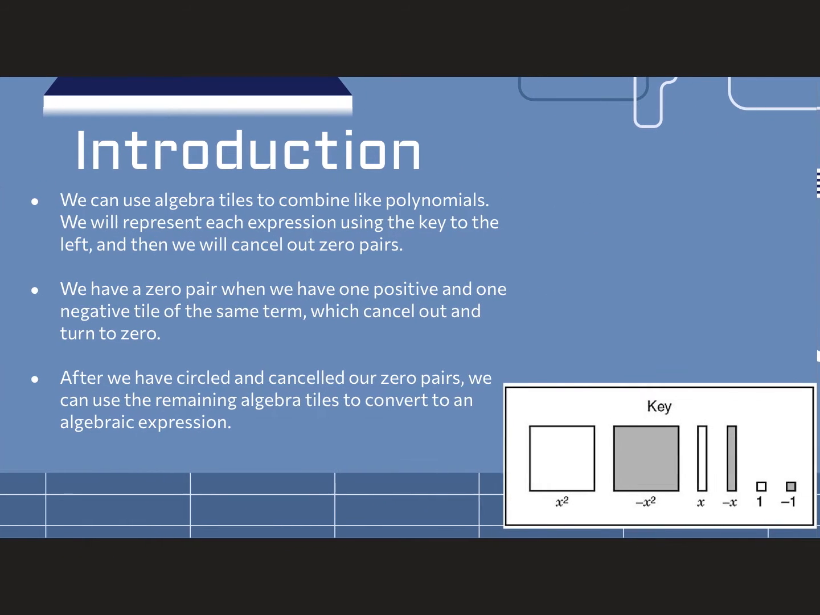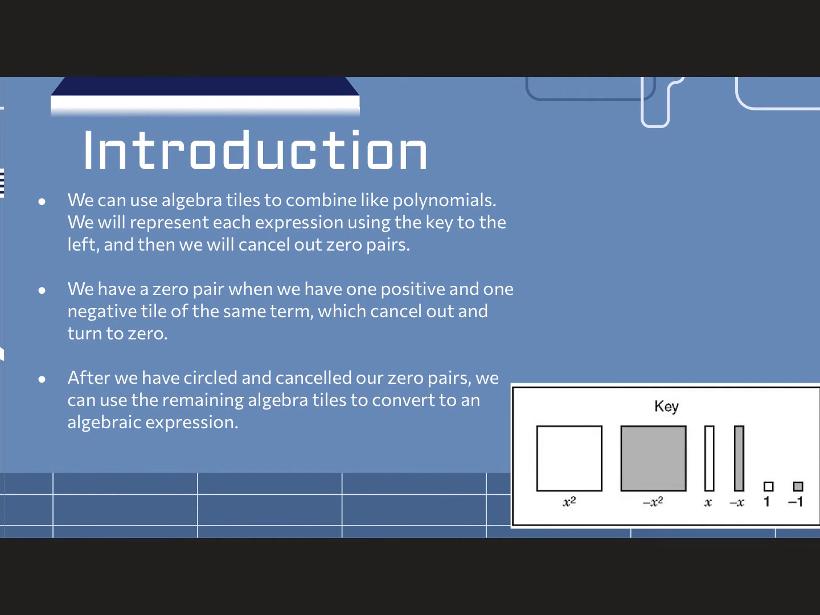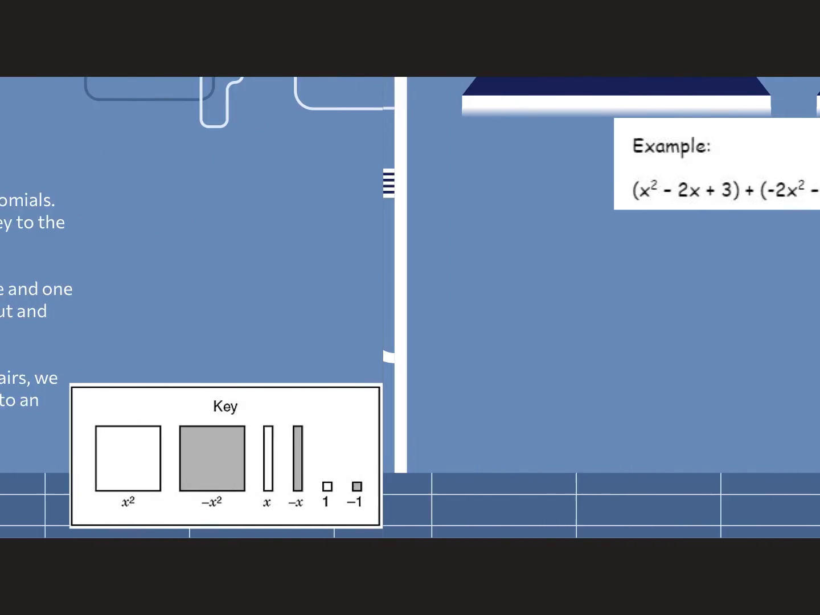All right, so a little brief introduction. We can use algebra tiles to combine like polynomials. We will represent each expression using the key below, not to the left. It was to the left, but it's below. And we can cancel out our zero pairs. We have a zero pair when we have one positive and one negative tile of the same term, which cancels out and turns into zero. After we circle and cancel our zero pairs, we can use the remaining algebra tiles to convert to an algebraic expression. All right, those were a lot of words.